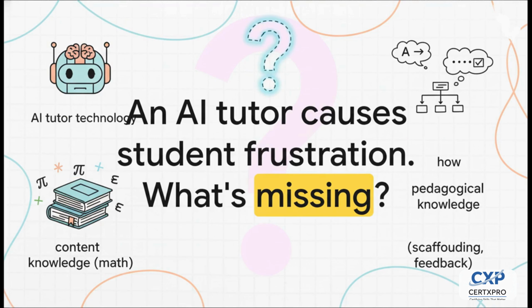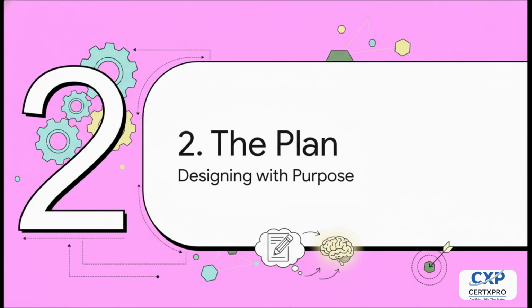Let's look at a classic example with a teacher named Sophia. She gets this cool adaptive AI math tutor. So she's got the technology and the content down, but her students, they're just getting frustrated. So what went wrong? Well, that crucial third piece of the TPACK puzzle was missing: pedagogy. She hadn't actually planned how to teach her students to use the tool effectively or how to make sense of its feedback. Sophia's story is the perfect lead-in to our second stage, the plan.